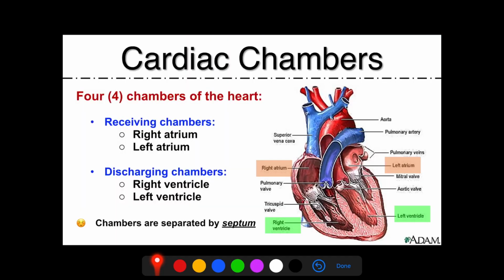For the cardiac chambers, we have 4, 2 of which are receiving chambers and 2 of which are discharging chambers. For the receiving chambers, we have the right atrium and the left atrium. For the discharging chambers, we have the right ventricle and the left ventricle. These chambers are separated by this structure, which we call the septum.